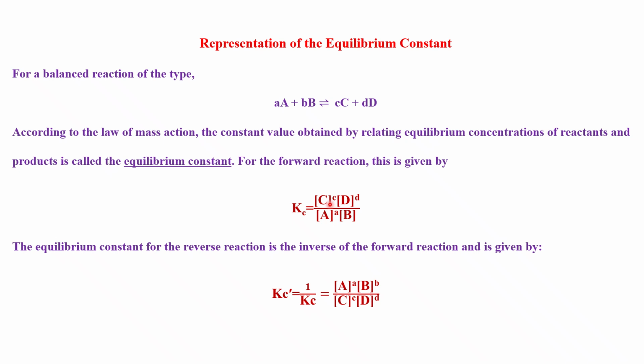So this is for the forward reaction, and the reaction has both directions. In the backward reaction, what happens? These are now the reactants and these are the products. So we invert the forward reaction's equilibrium constant, written as Kc dash, in reciprocal form. So it is A to the power a times B to the power b divided by C to the power c times D to the power d. This is how we represent the equilibrium constant.